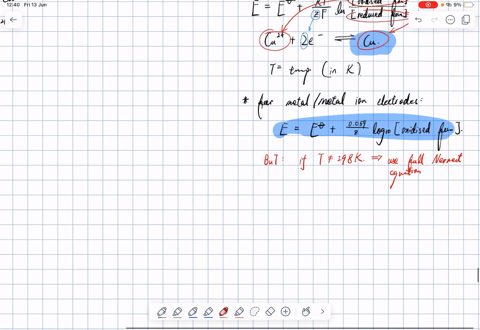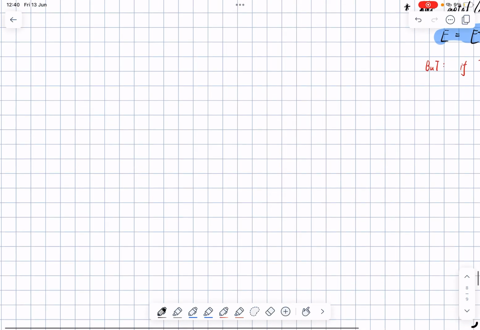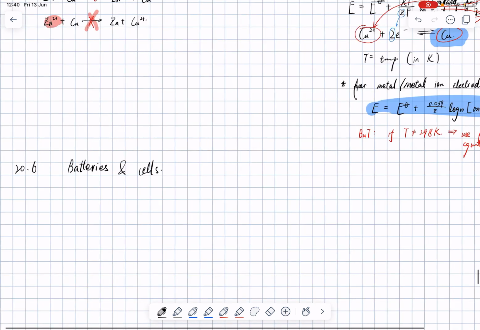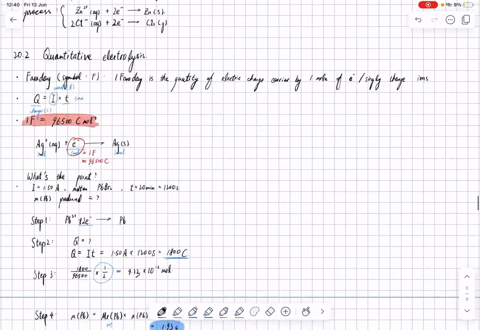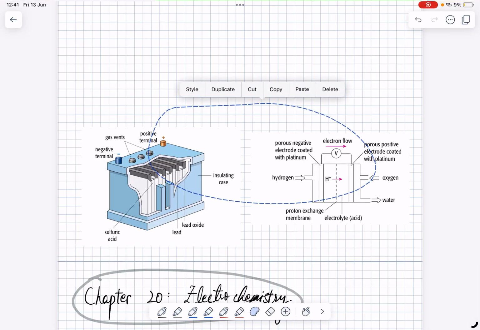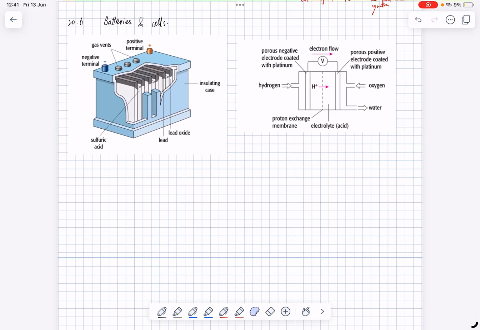Okay, that's basically it. And now the most demanding part for both of us has finished. And we are turning to section 20.6, batteries and cells. This is just an easy chapter. I'll just put some of these graphs here and you can see. Cut. Paste. Here.